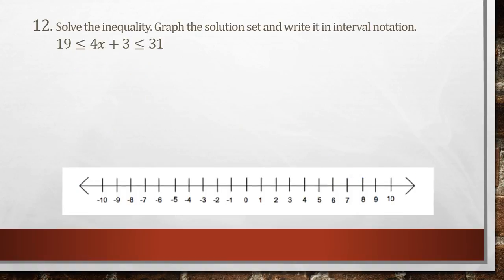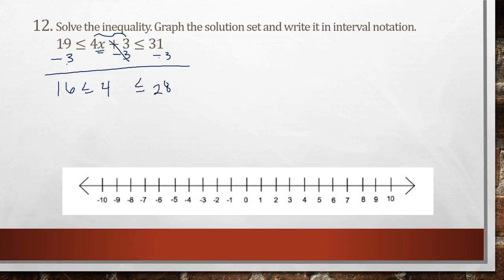Number 12 also says solve the inequality, graph the solution set, and write it in interval notation. So we have actually two inequality symbols. What I'm going to do is whatever I do to this middle part will be done to all three sides. All right, so we want to isolate the x, and the way that we do that is we subtract this 3 from all three sides of the inequality. So what will happen here is that'll cancel out in that middle piece, and then we have 19 minus 3 is 16, and 31 minus 3 is 28.